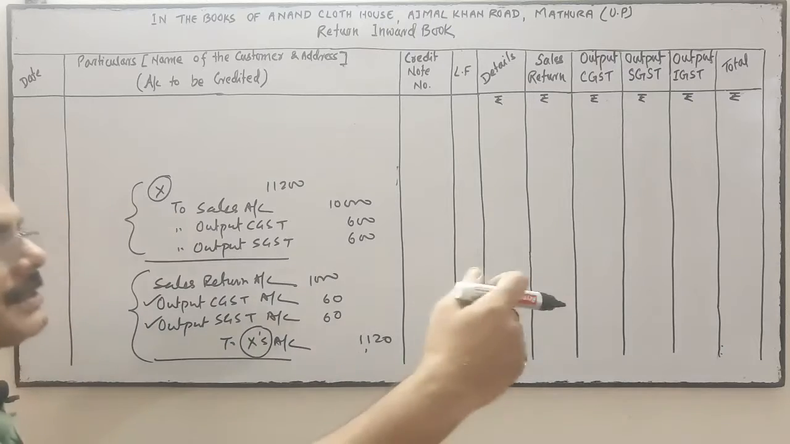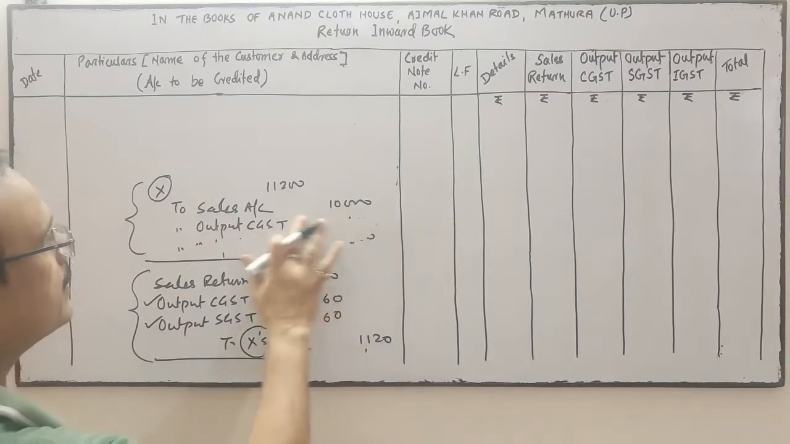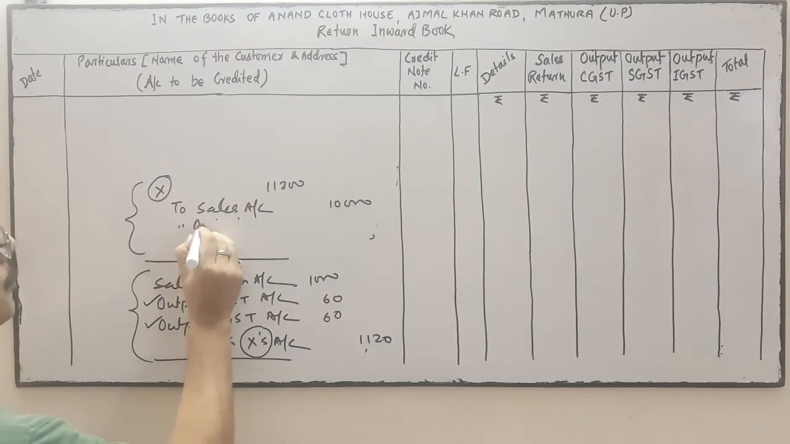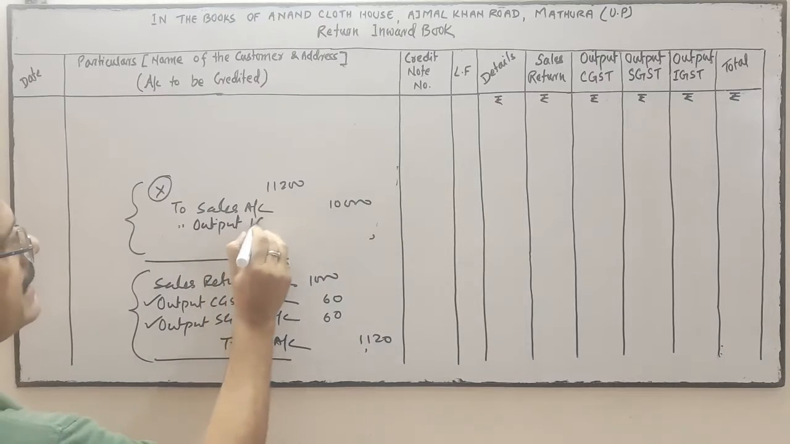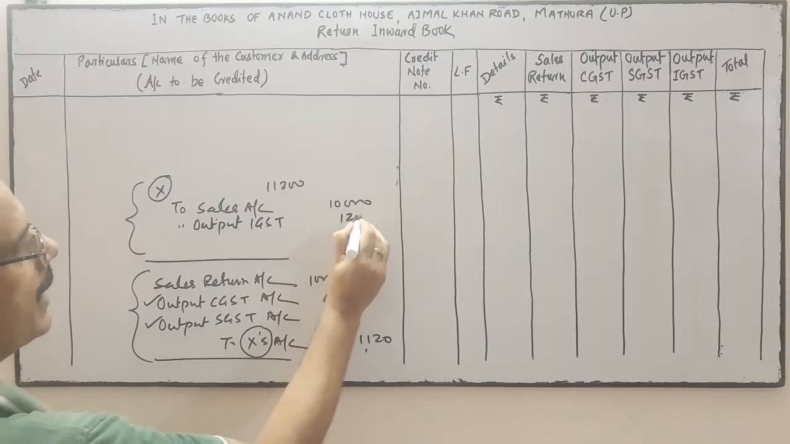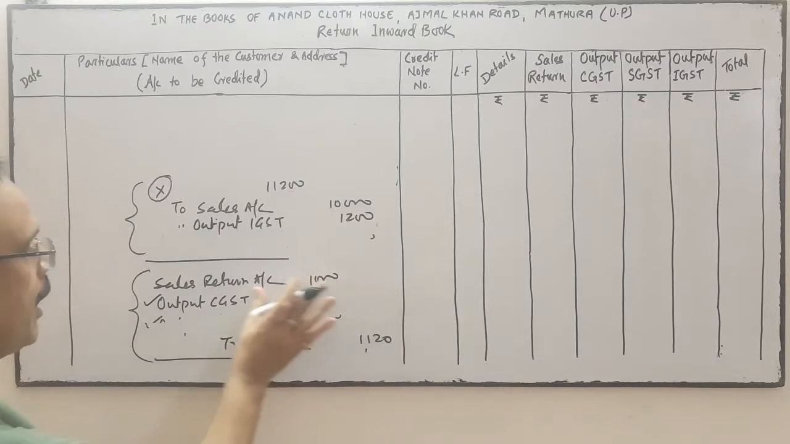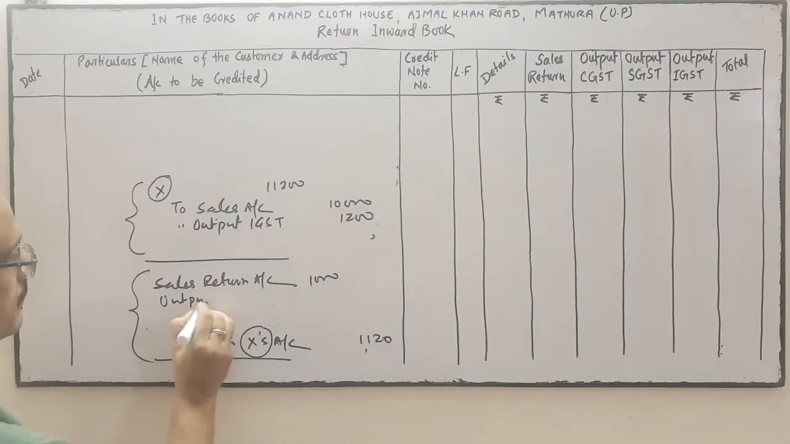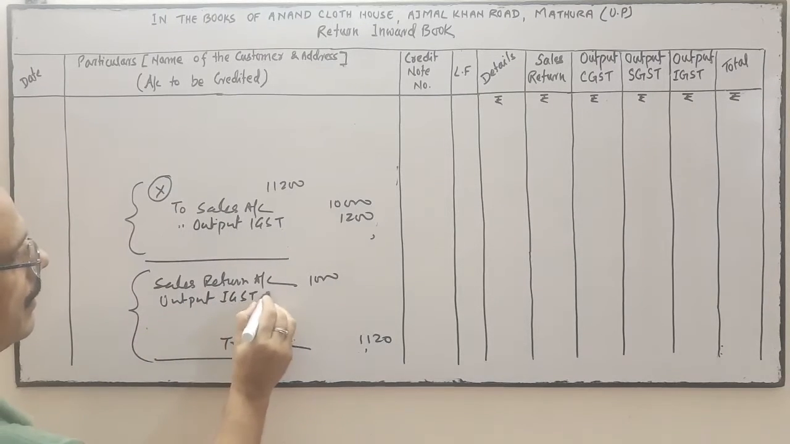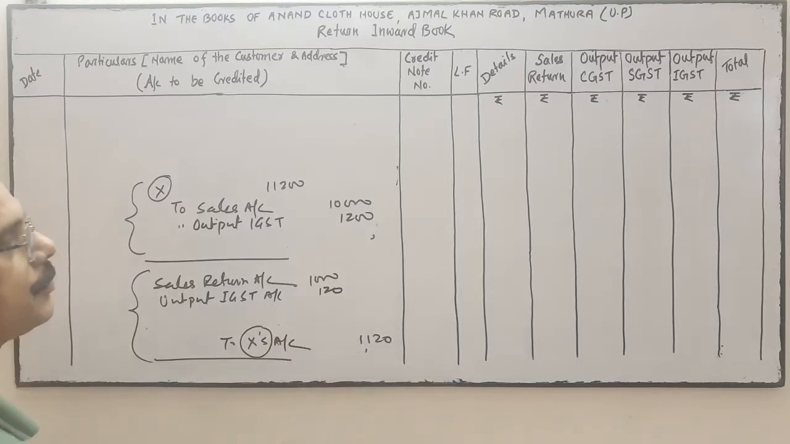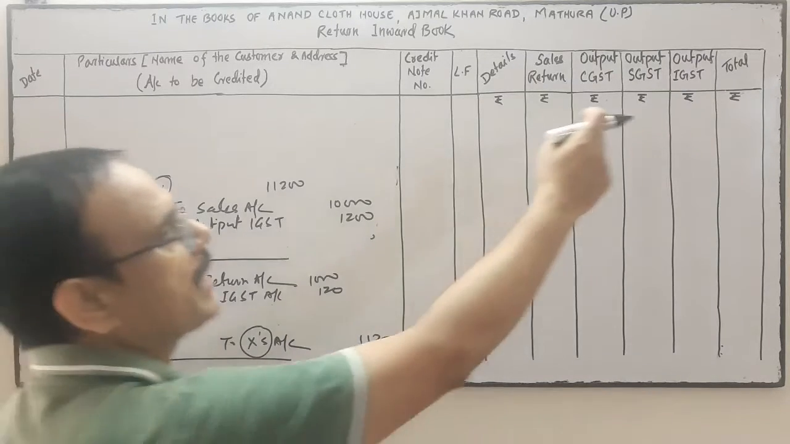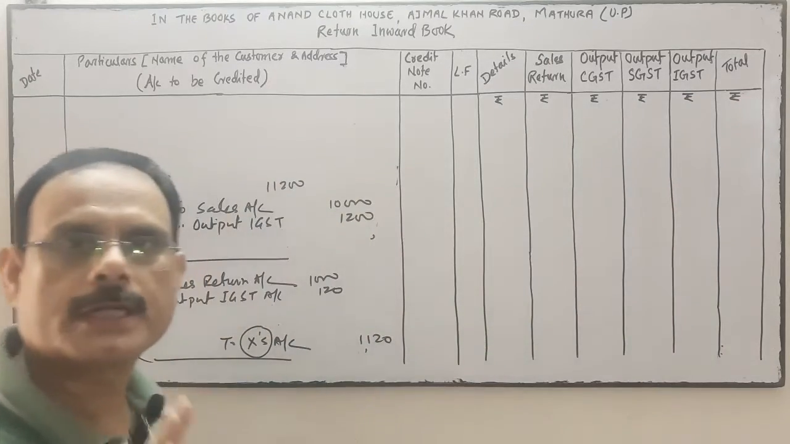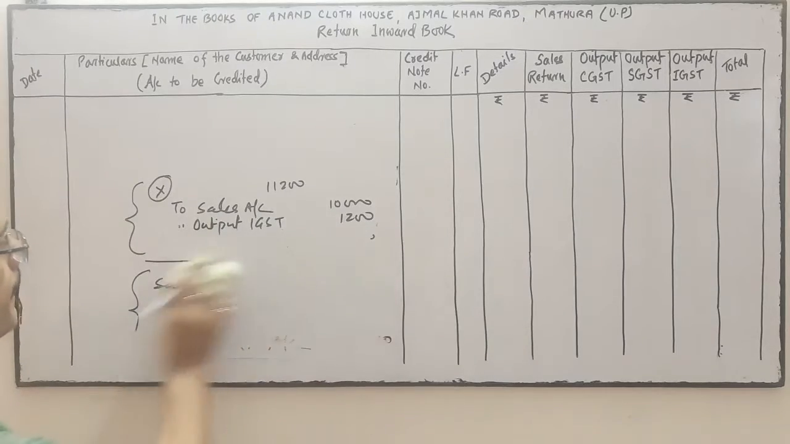And if it is interstate, one state to another state, you know it, then what do we do? We write output IGST account. So here also we will debit the output IGST. Output IGST, 12% of 1000 is 120. Okay, so output IGST, and this is for total amount.